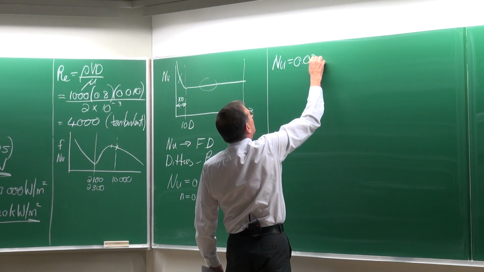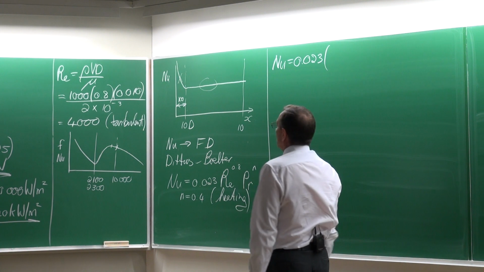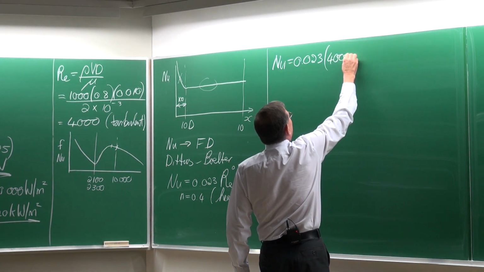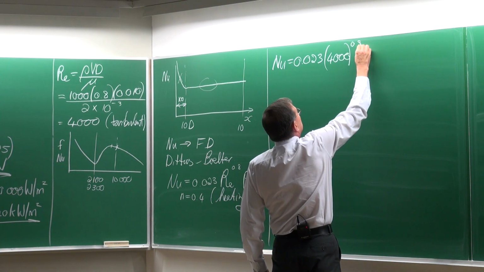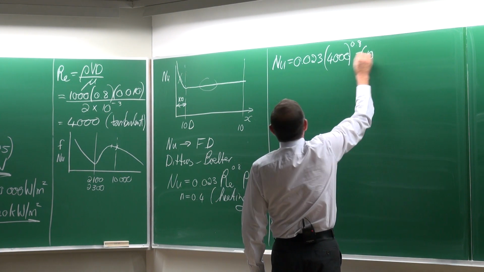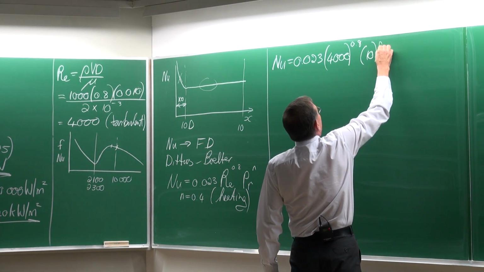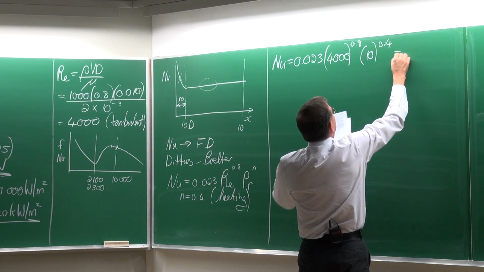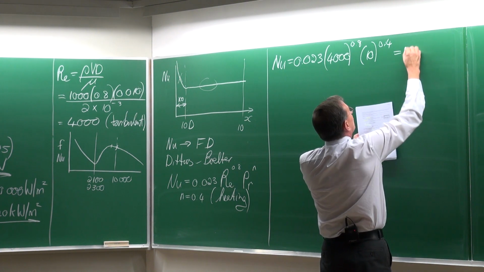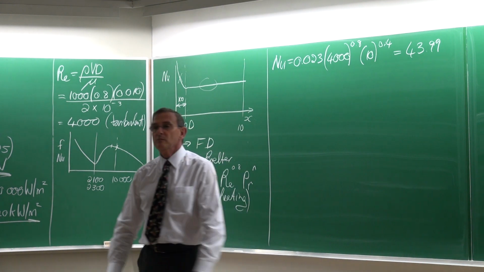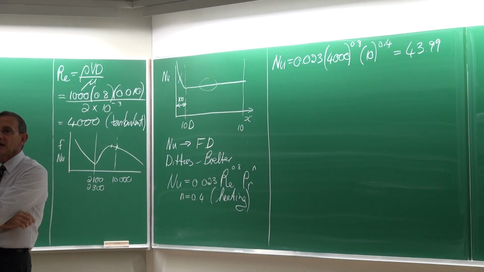It is equal to 0.023 multiplied by the Reynolds number, which is 4,000, to the 0.8, multiplied by the Prandtl number of this fluid, which is 10, to the 0.4, and that gives us a Nusselt number of 43.99 or 44. Nusselt number of about 44.